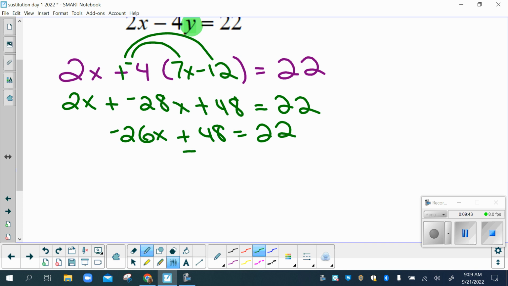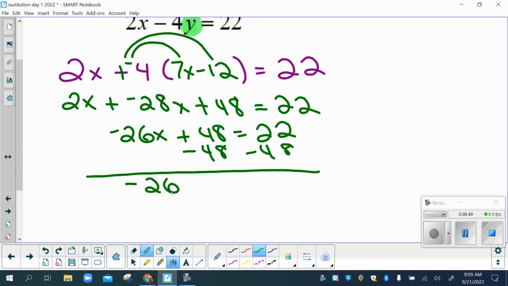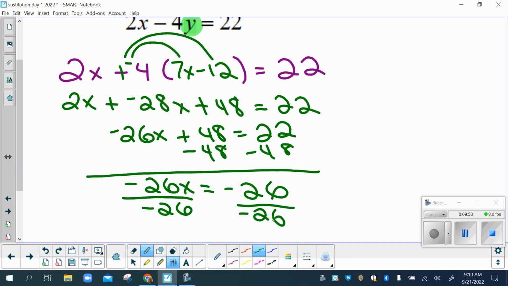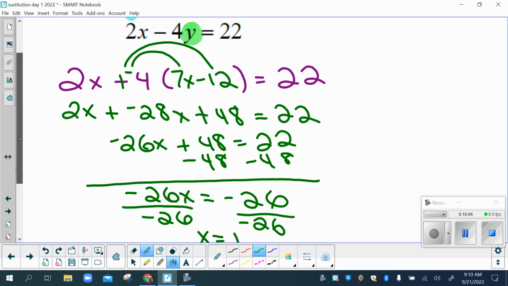By the magic of math, I'm going to move that over. I'm going to say negative 26x equals, look at that, negative 26. Divide both sides by negative 26. So x equals, dun, dun, dun. Did you get x equals 1? Did I do okay with that? Yeah. So let's plug it back in.